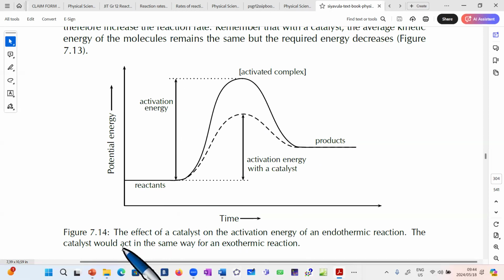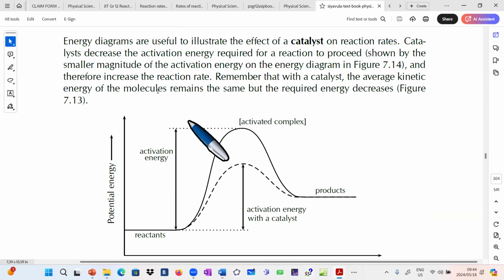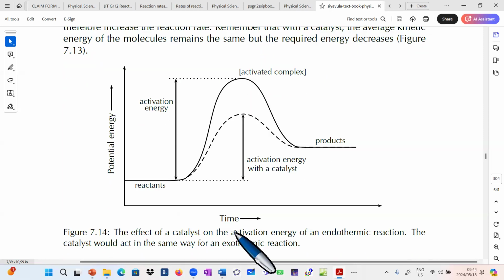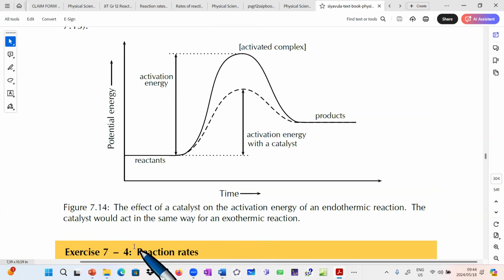The catalyst would act in the same way as for an endothermic reaction. So you can see that the catalyst decreased the activation energy. The activation energy for the activated complex, which was originally there, with the catalyst is now decreased, smaller. Right, the catalyst would act the same way for an exothermic reaction.